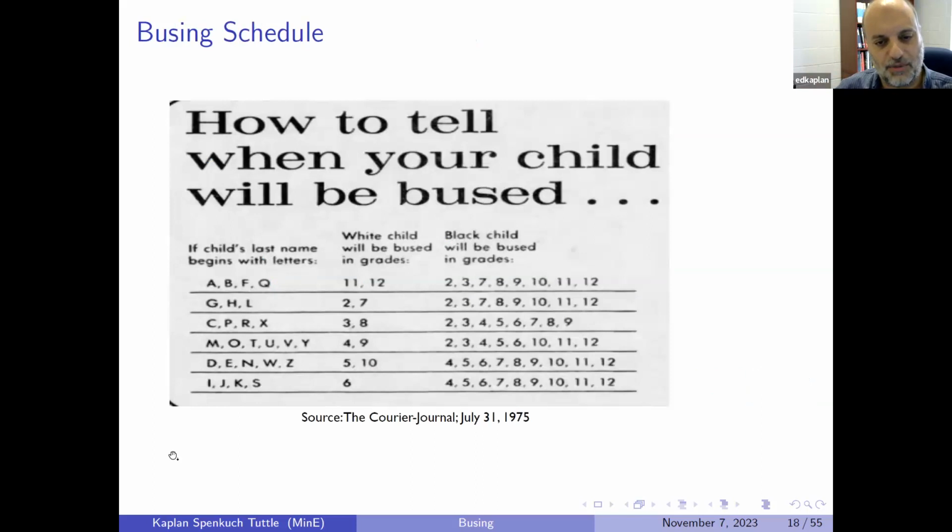So here is a summary of the plan. If the first letter of your last name began with A, B, F, or Q, and you were white, you were slotted to be bused in 11th or 12th grade. If D, E, N, W, or Z, you were slotted to be bused in 5th or 10th. G, H, or L, 2nd and 7th. And here's this for blacks. We are only going to focus on whites, largely because we don't have enough power to look at African Americans.